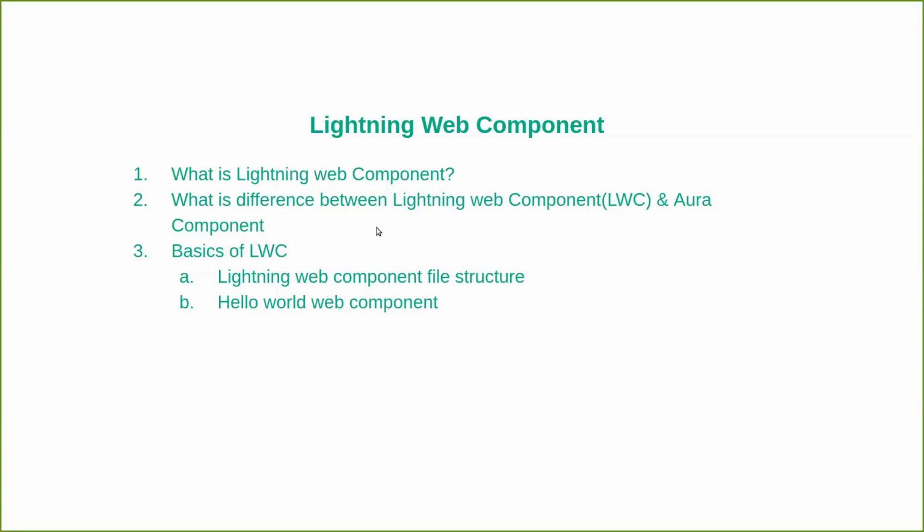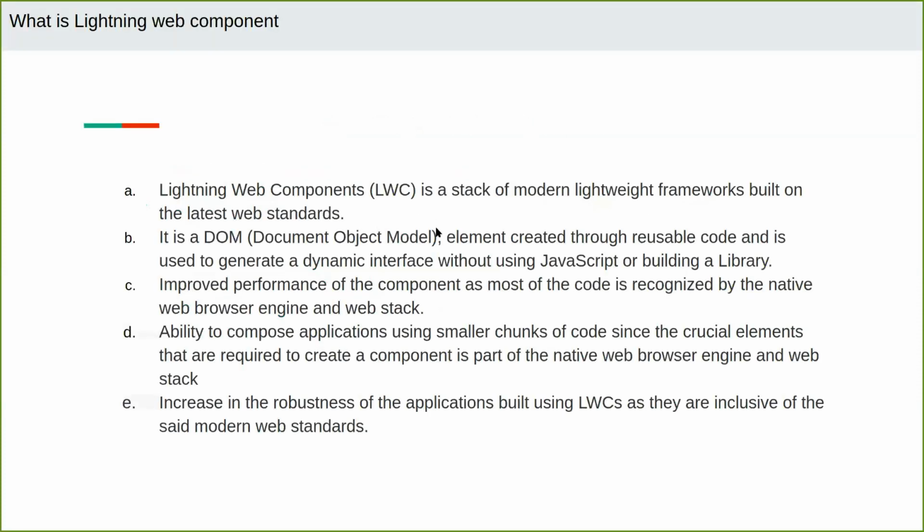Let's start with the Lightning Web Component. Basically, Lightning Web Component is a stack of modern lightweight framework built on the latest web stack. Web standards, basically, if we know that between 2014 and 2019 there were a lot of changes in the web stack. The Lightning Web Component uses a standard web component. It is a document object model element created through reusable code and is used to generate a dynamic interface without using JavaScript or building a library.